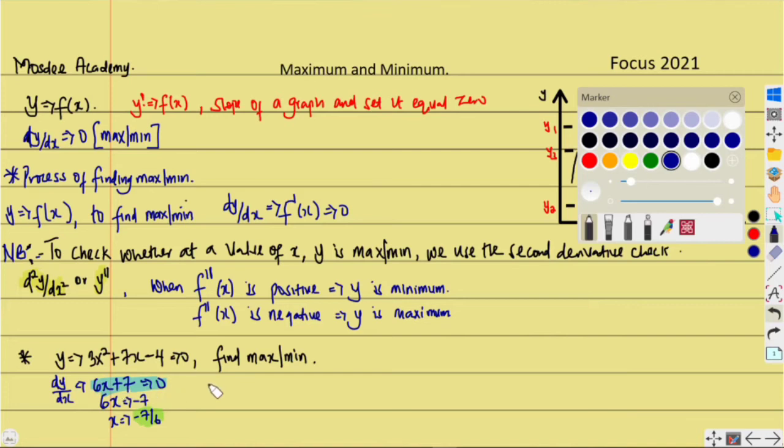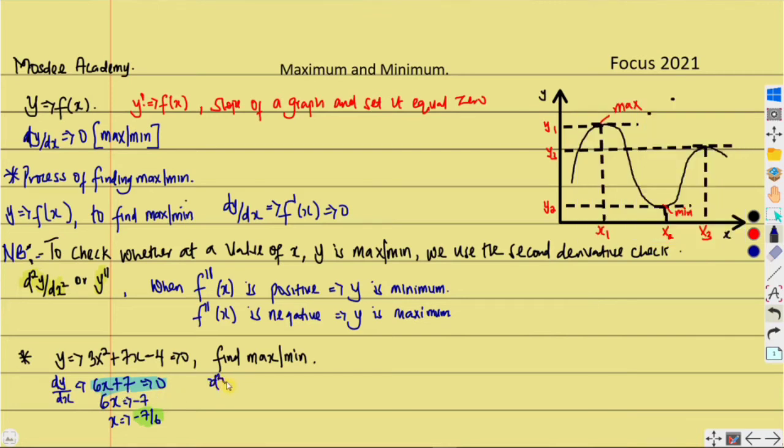Now to check, you differentiate again. You can call it d squared y over dx squared. And when you differentiate 6x plus 7, or you call it y prime, y double prime, which I think is quite easy compared to this, you're going to have 6. Now we can check, is 6 positive or negative? 6 is positive, everybody knows, and that means that the answer I am going to get when I substitute this back into my equation here is going to give me the minimum value.